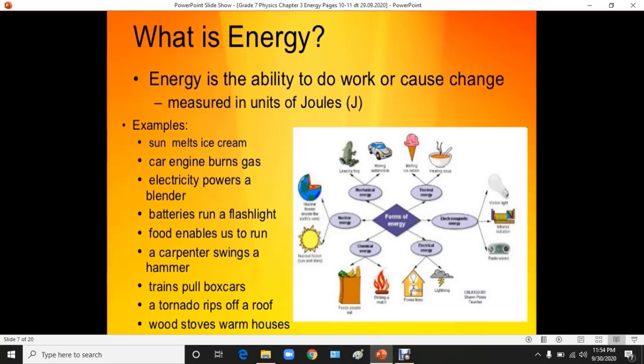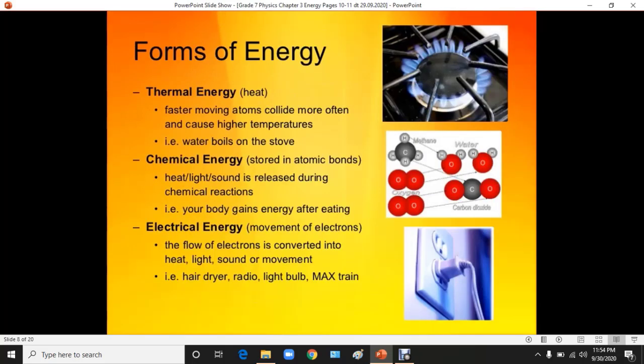Examples are here, that is, when the sun melts ice cream. See here the pictures where the sun melts the ice cream, a car engine burns gas, electricity powers a blender, batteries run a flashlight, and food enables us to do work, it makes us run. There are also many more examples which we see from this picture. These are nothing but the different forms of energy.